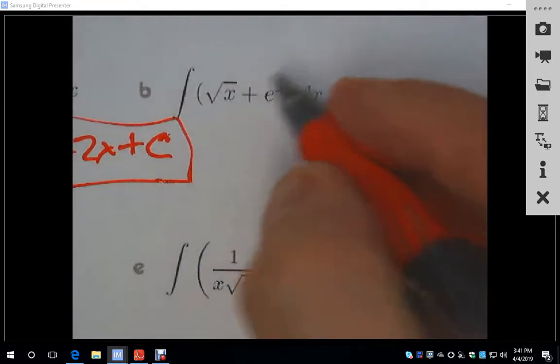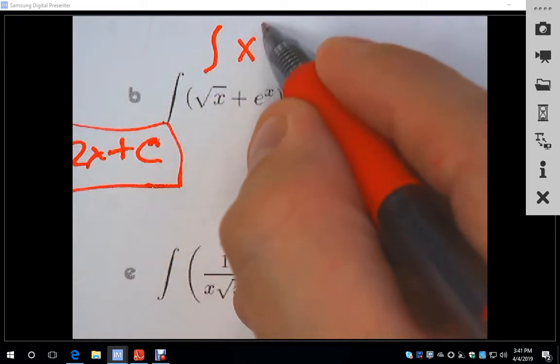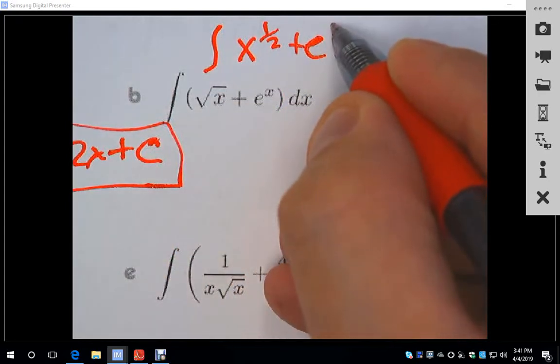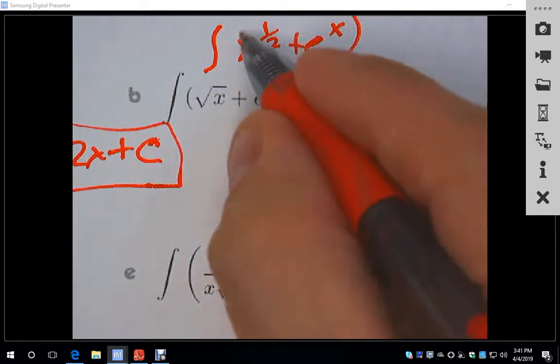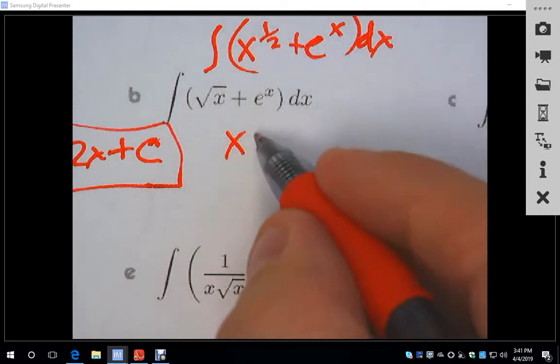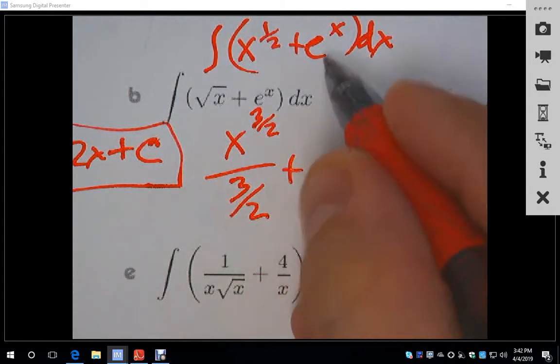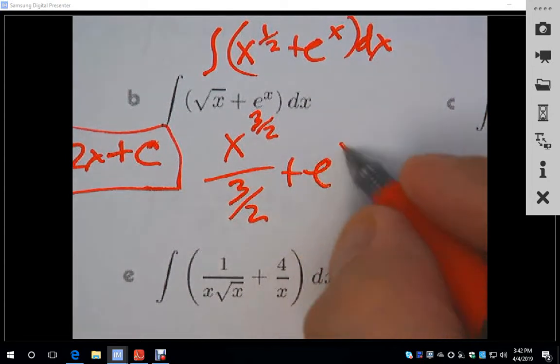I'm going to rewrite this problem. The integral of the square root of x can be written as x to the power of 1/2 plus e to the x. And then I'm going to take the integral of this, so I have x to the power, if we're going to add 1 to it, that's going to give me 3/2 over 3/2, and then plus the integral of e to the x is just e to the x, and then plus c.